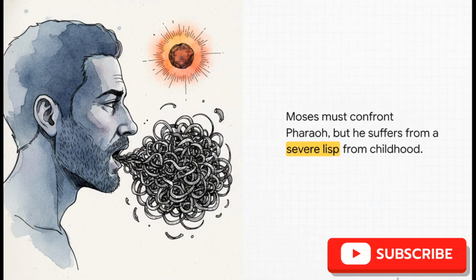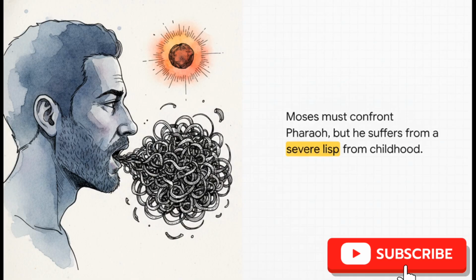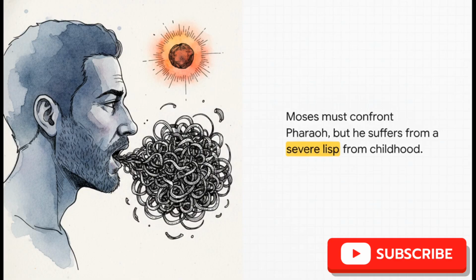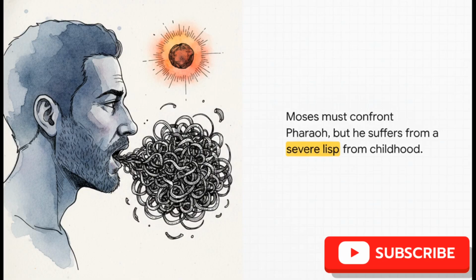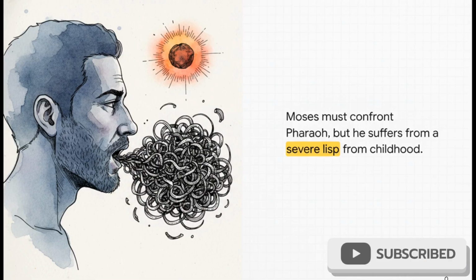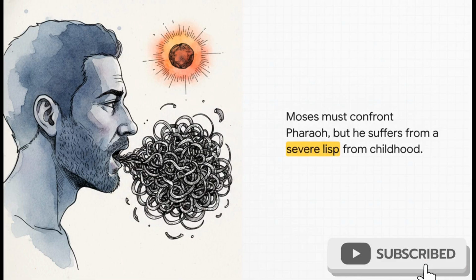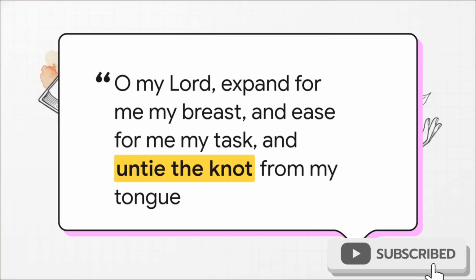But here is where it gets incredibly relatable. Moses is instantly paralyzed by fear. Why? Because he suffers from a severe speech impediment, a lisp. Tradition tells us this actually stemmed from a childhood accident where he mistakenly put a hot coal on his tongue instead of a date. Before he can even think about facing an empire, he has to face his own frustrating inability to clearly communicate. And in that moment of dread, Moses prays.